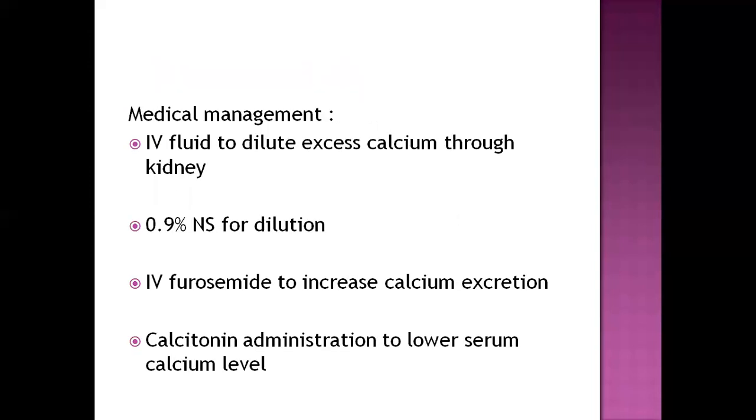Medically, hypercalcemia can be managed by providing IV fluid to dilute the excess calcium present in the body, or 0.9% NS can be provided for dilution of the excess calcium. Also, IV furosemide can be provided so that excess calcium can be excreted out by the urine. Calcitonin administration can be done to lower the serum calcium level. Whenever there is imbalance, lowering can be done.